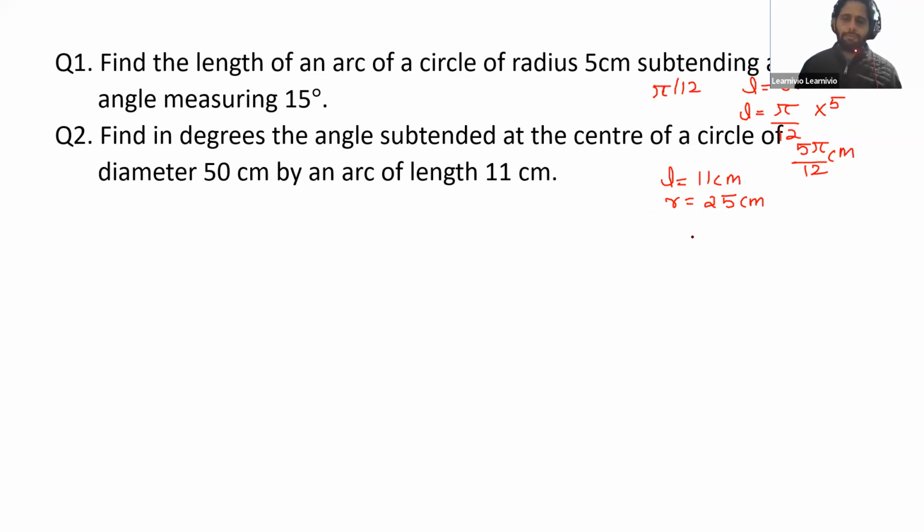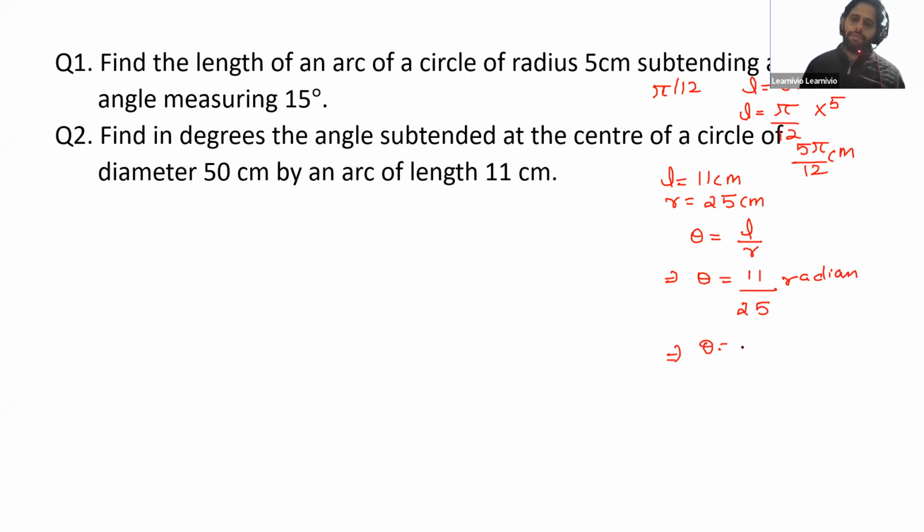Yusra, is this correct? Yusra, please reply to me on the chat box. Yes, sir. Okay. So put all the values here. 11 by 25. So the answer you will get is this angle. Is this in degree or radian? 11 by 25. Radian. Okay. Now we need to convert this. This is in radian. We need to convert this into degree.